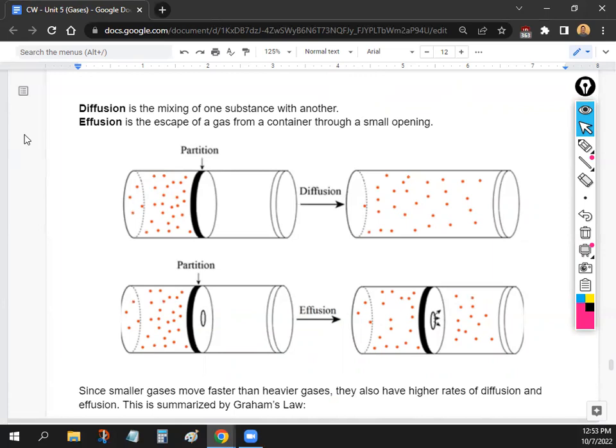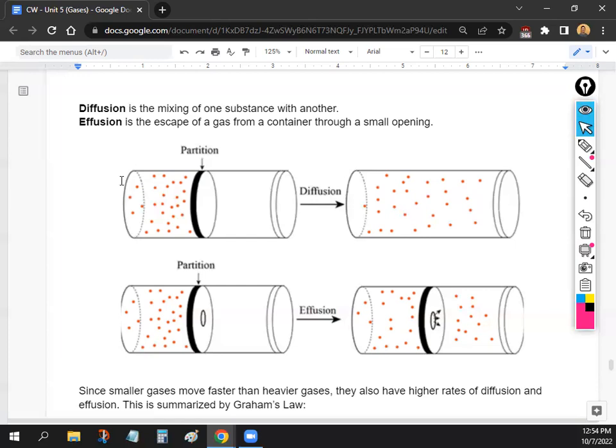Diffusion is when you mix one substance with another. If you take a look at this part right here, it's saying that when you get rid of a wall or a partition or open a door, the gas can move from one part of the container and spreads out to the other side. That's what diffusion is, okay?